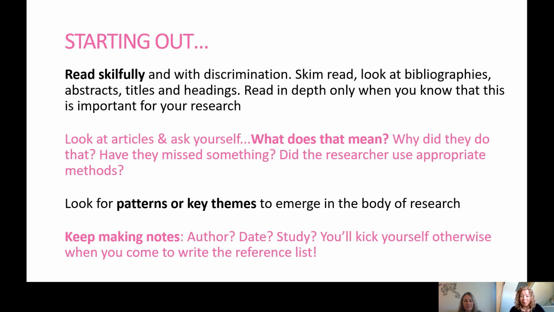And also keep making notes. I can't stress this enough. You need to make sure when you make your notes that you have a record of the author, the date, also the title of the study and any key bibliographic information, because you don't want to be having to find all of that information at the end. And for those of you that watched the video on getting started with research, if you're accessing materials online, always keep the hyperlink and the date that you accessed it.